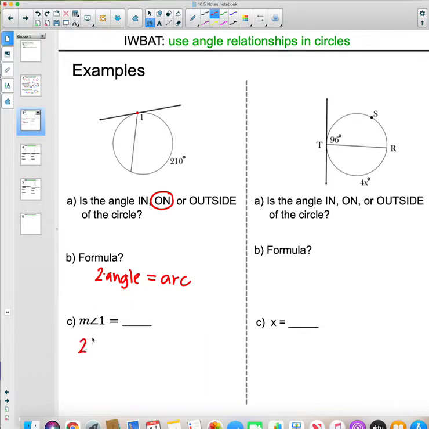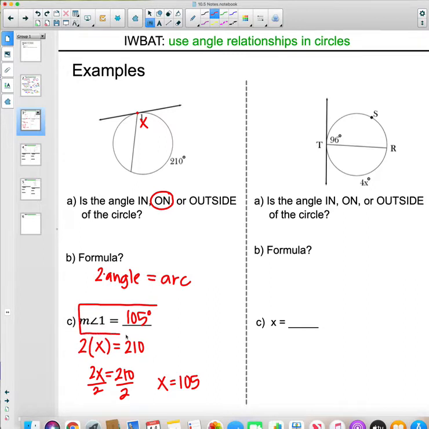So 2 times the angle, and I'm just going to put an x here. The angle is x, so 2x equals the arc, 210. So we have 2x equals 210. You can divide by 2 and get x equals 105. Or the measure of angle 1 equals 105 degrees for your answer.